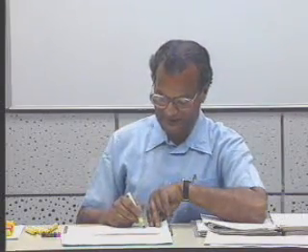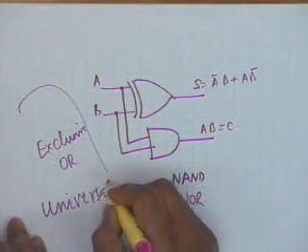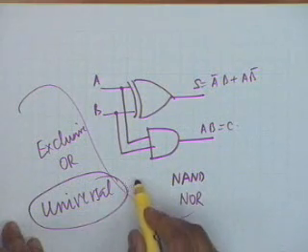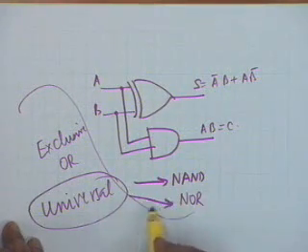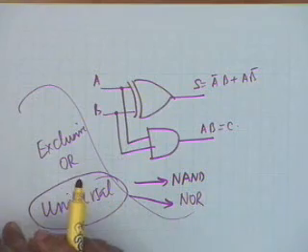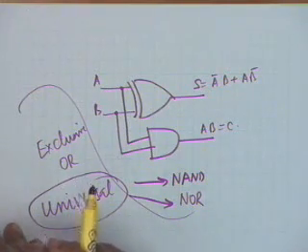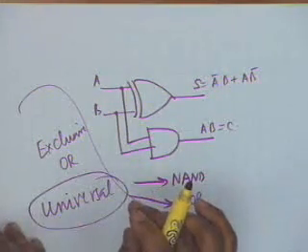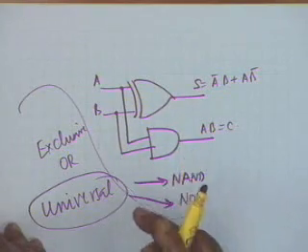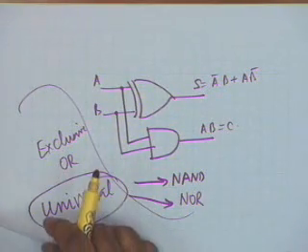Now I am introducing another term, universal. Universal gates are only these two, NAND and NOR. Universal gates are those with the help of which all other gates can be synthesized. Exclusive OR does not qualify in that category.